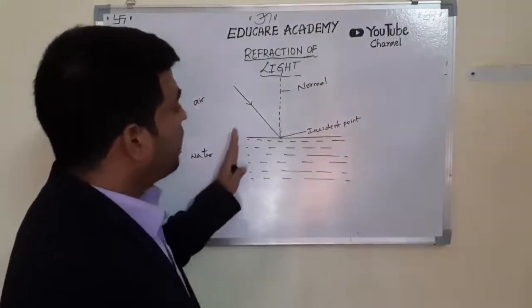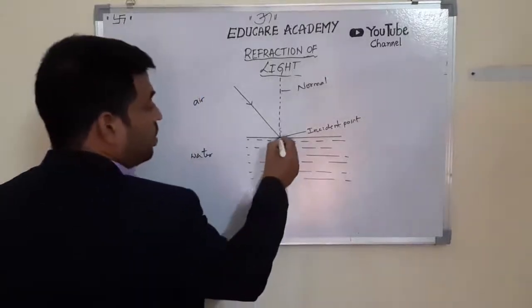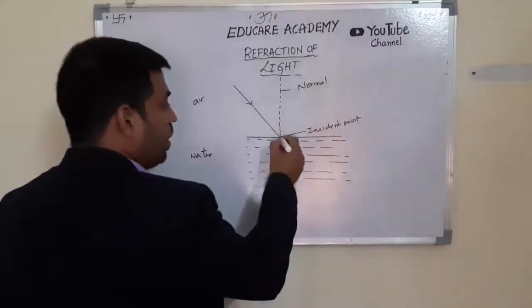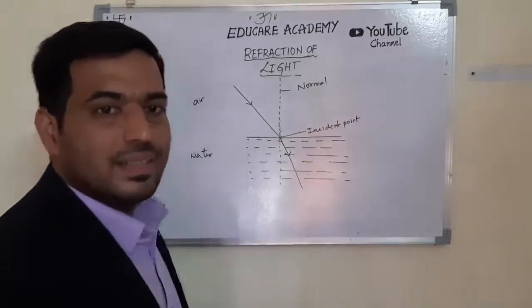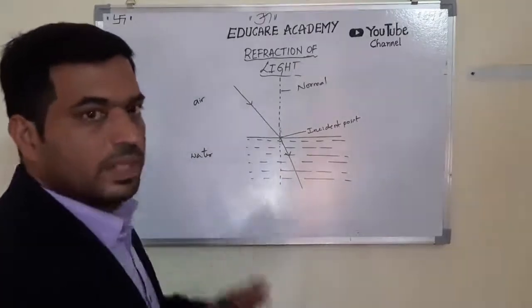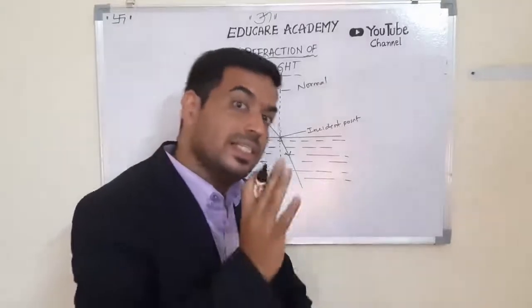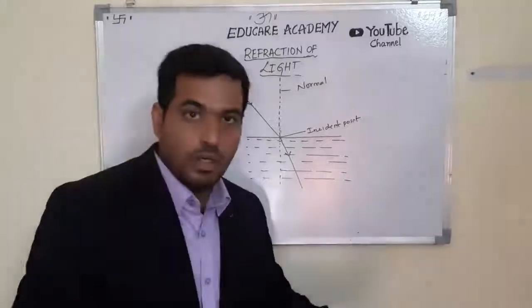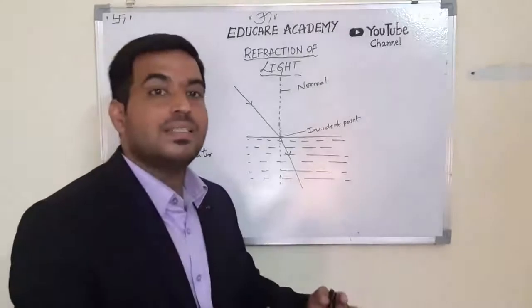This is a different optical medium and this is a different optical medium. Now this normal continues over here also. Now you can observe that the light bends like this. So when a ray of light enters from one optical medium to another optical medium, the light ray changes its path or changes its speed. Either it bends towards the normal or away from the normal, depending upon from which medium to which medium the light has started.